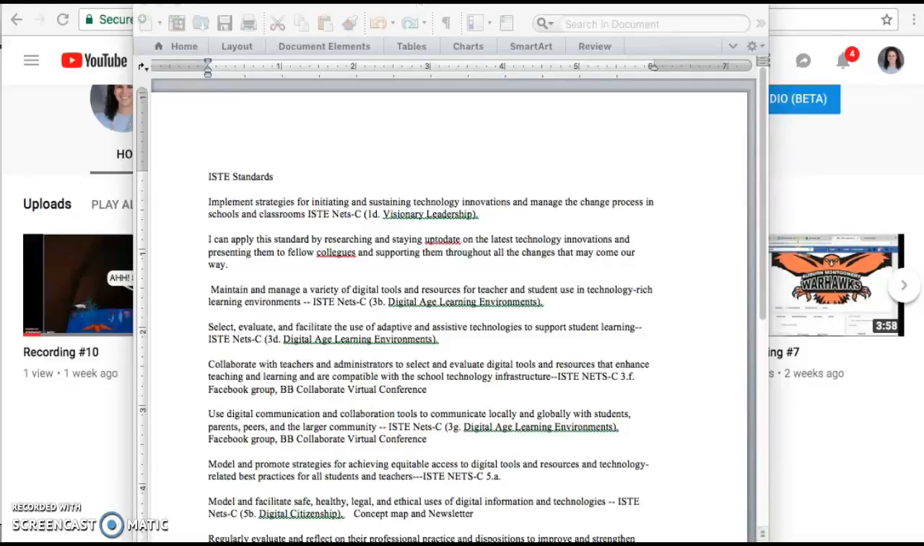The first standard I'm going to be looking at is the ISTE Standard 1D, which falls under Visionary Leadership. The standard states to implement strategies for initiating and sustaining technology innovations and manage the change process in schools and classrooms. I feel like this whole class hits this standard because we were thrown into an assignment like we were a student, and we also did assignments like we were the teacher.